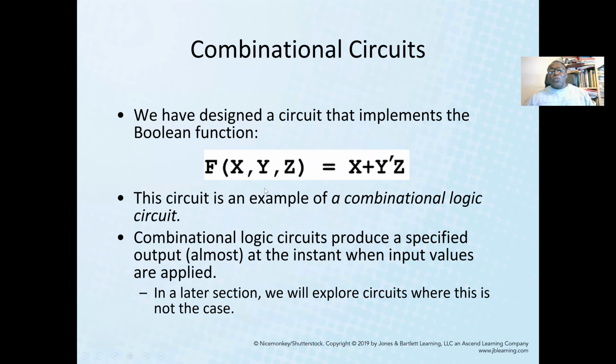So, combinational circuit: again, we have designed a circuit that implements the Boolean algebra. We saw this in the previous section. This circuit is an example of a combinational logic circuit. Why? Because it consists of more than one type of logic gate. A combinational logic circuit produces a specified output almost at the instant when the input values are applied. In a later section, we're going to explore a circuit where this is not the case. For example, we have sequential circuits, which depend on activities in sequential order.